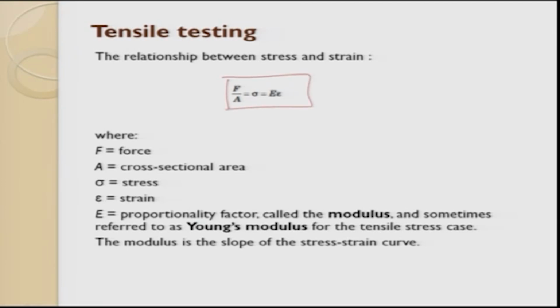So in tensile testing, we get F by A, which is stress, and that is equal to E times strain. E is the Young's modulus, or modulus of elasticity. Generally this modulus is determined in the elastic region. We get the value of E, and this is predominantly used for strength calculations, as a major factor.